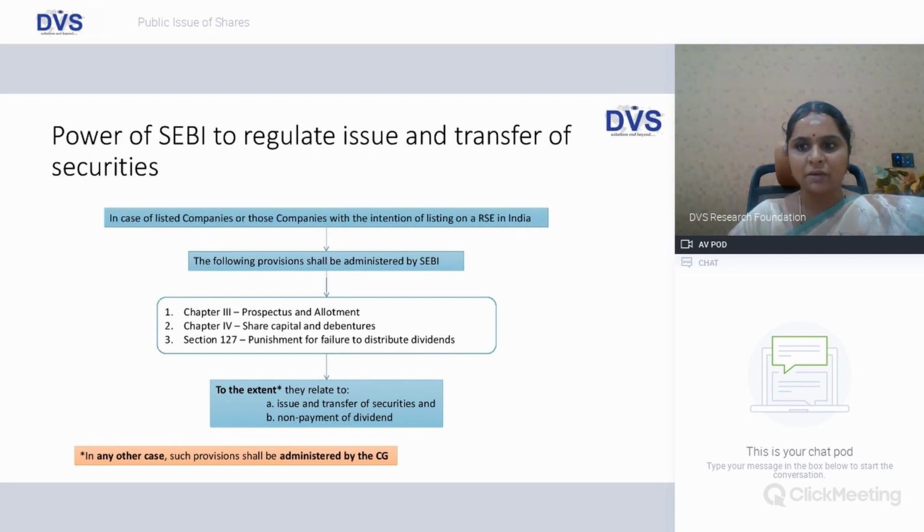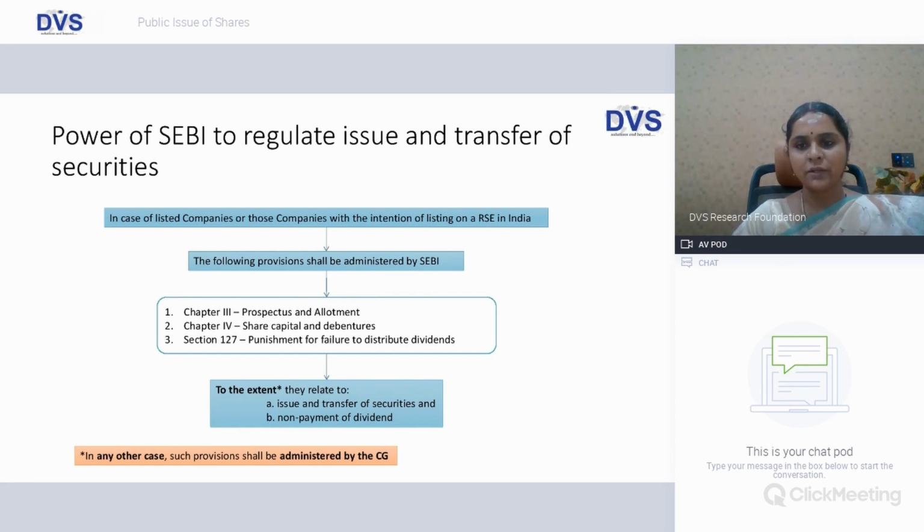So here SEBI is the regulator over and above MCA, because in case of listed entities or those companies who have the intention to list on a recognized stock exchange, RSE, the following provisions shall be administered by SEBI. Chapter 3, which deals with prospectus and allotment of securities; chapter 4, which deals with share capital and debentures; and of course your dividend.